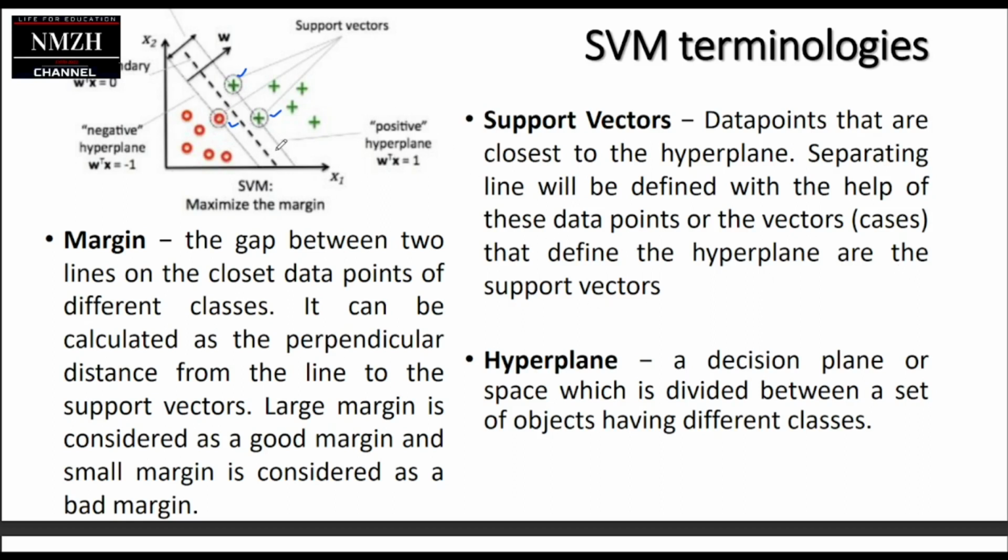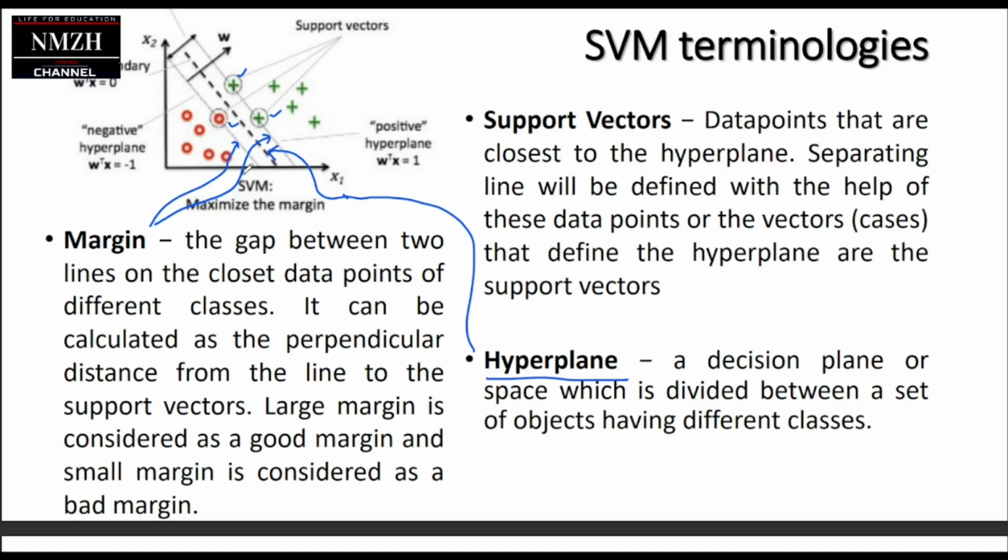Another important thing in SVM is the hyperplane, a decision plane or space which is divided between a set of objects having different classes. So this line separates the data by dividing them into one set of class and this one set of class. So that would be the separating line, or what we call the hyperplane in SVM terminology. Okay, right. So margin is the gap between two lines of the closest data points of every class. So margin is this.